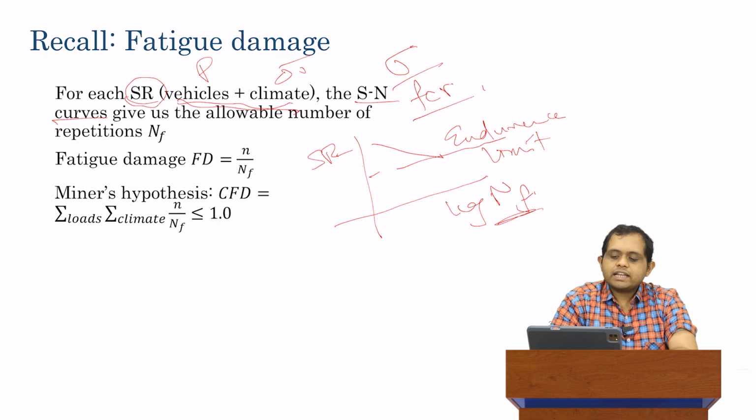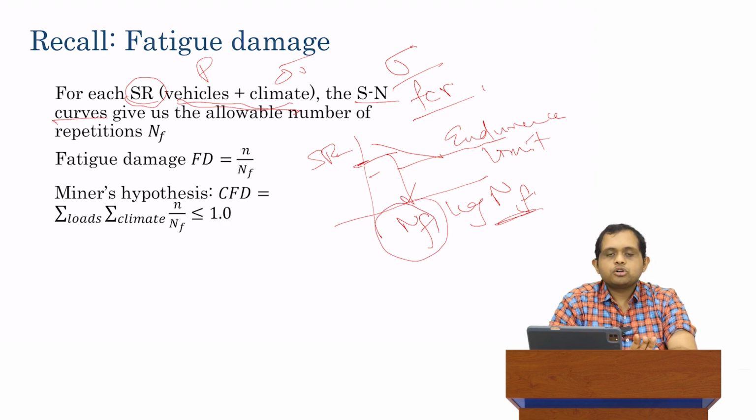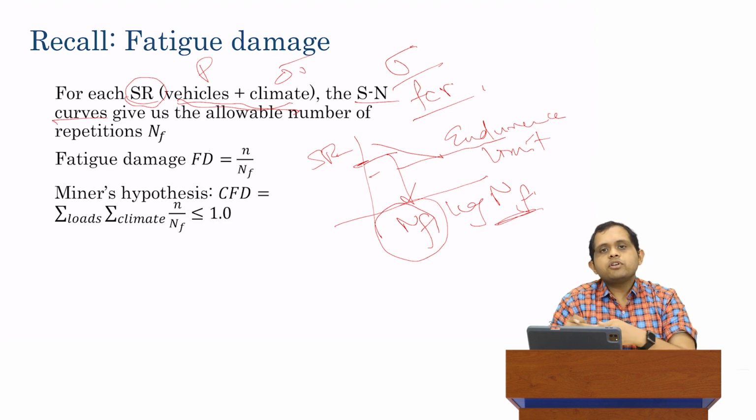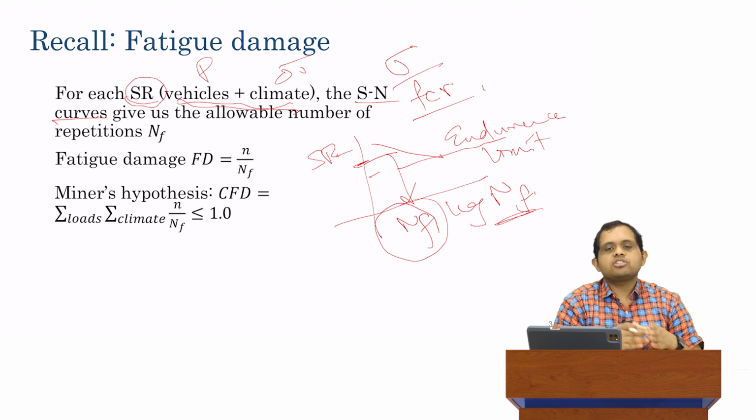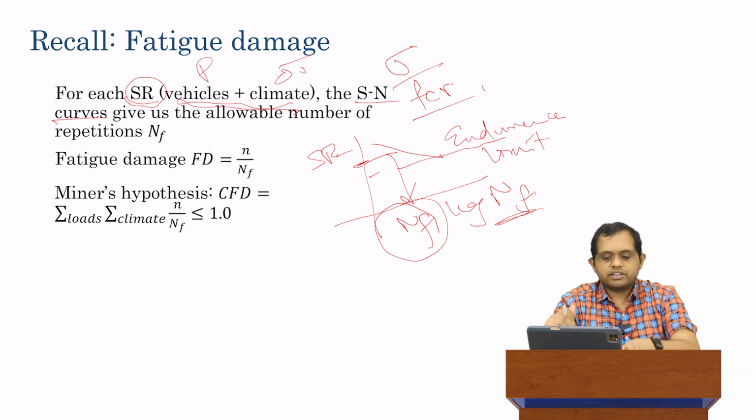So for each SR, we can calculate NF. If you have a given SR, we can calculate NF using this equation. That's going to give us the number of allowable repetitions to failure. But we also have a number of actual repetitions, and that information comes from a combination of climate characterization and traffic characterization. Those will be topics which we will cover in subsequent lectures.